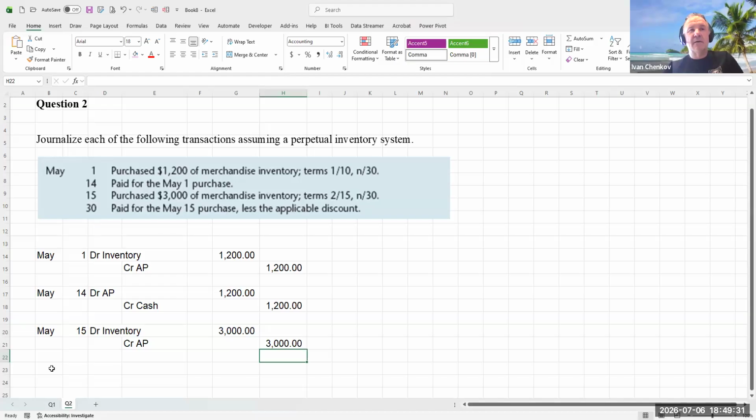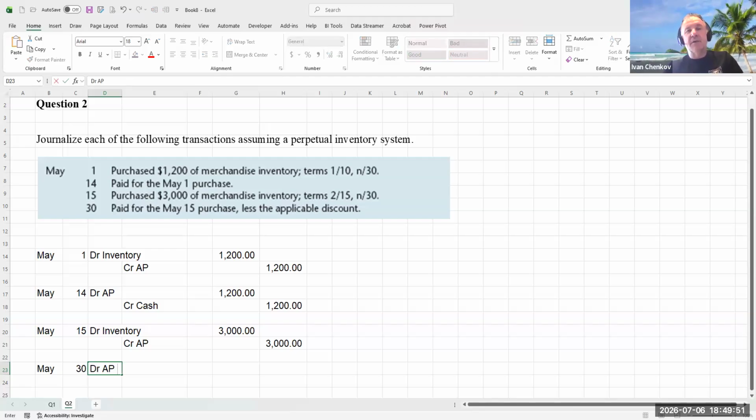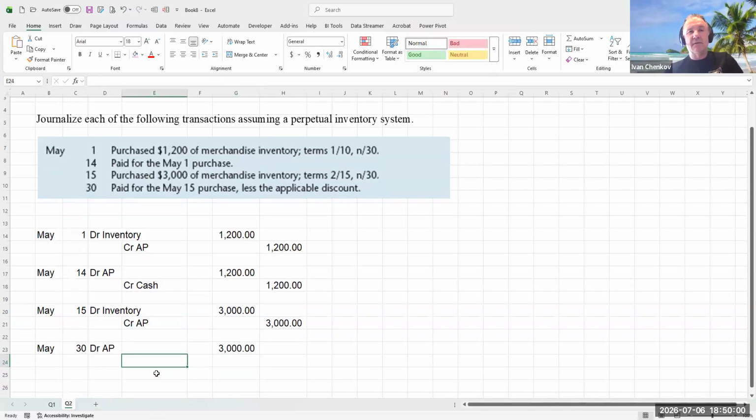Now we're paying on May 30th. Now May 30th in this case is within the 15 days. So now we can use the discount. But we're using the discount only for the payment. So first we're going to clear the accounts payable because once we make that payment, the $3,000 are gone, accounts payable.